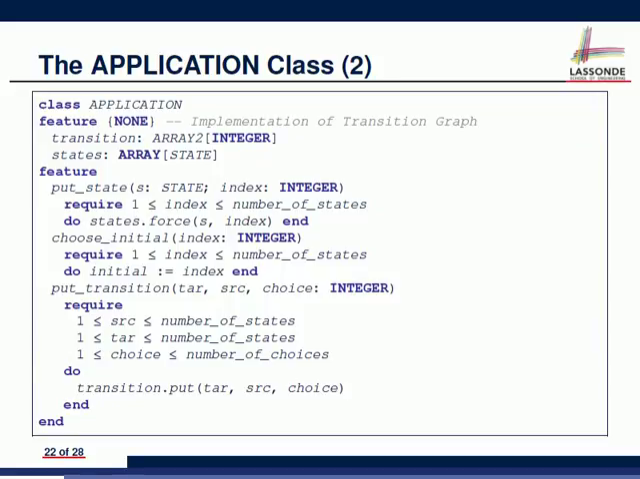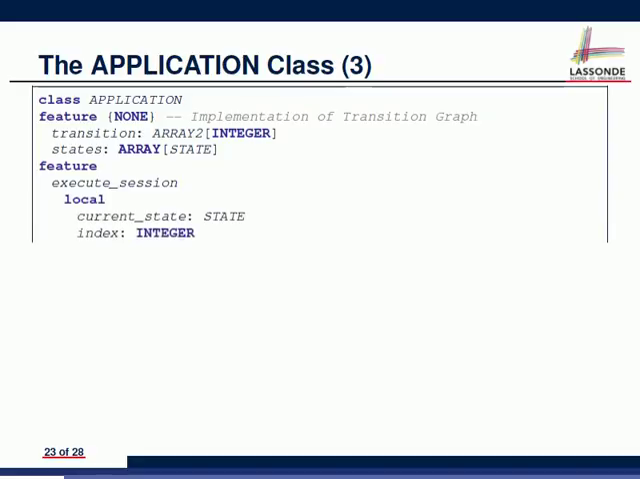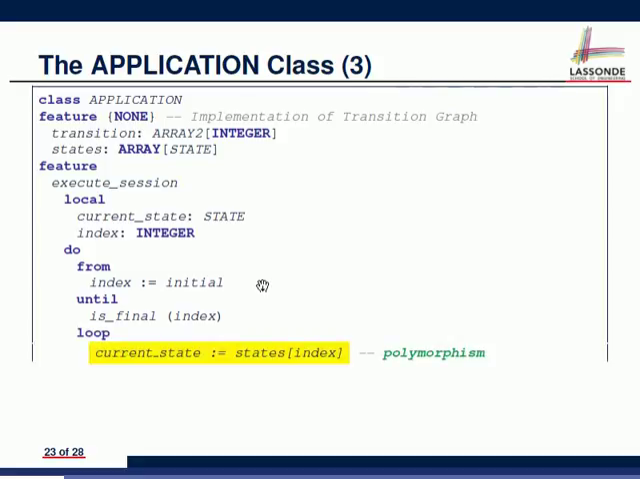And then we also have something about execute session. For execute session, it's going to be like this. We have current state, which, you can see, the static type is states. And also we've got index over here. So now we say from index is initial, which means we'll go from the initial state. And then we say until we reach the final state, which means we should terminate the application. And then we say that the current state is assigned to states at index.